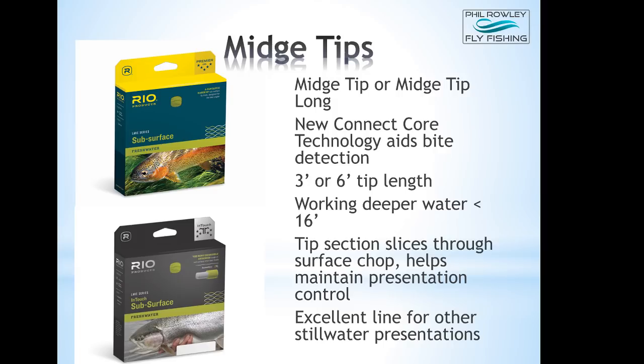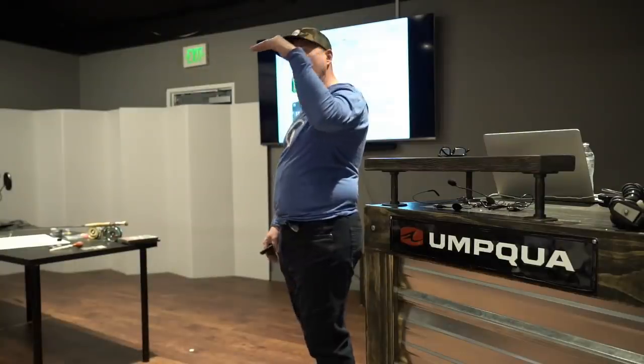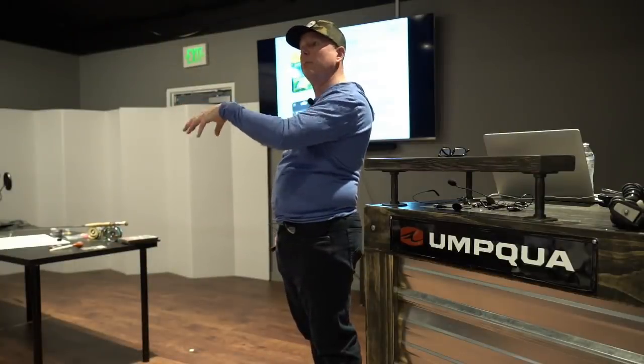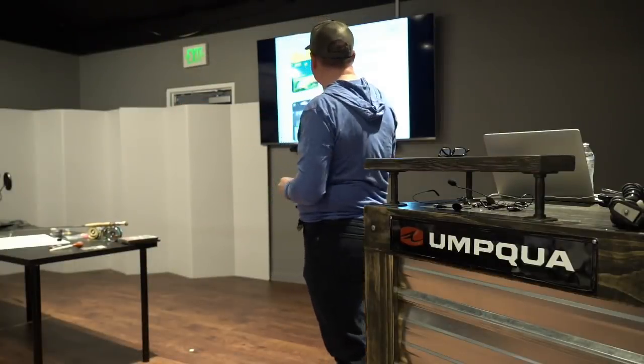When the waves are coming up, you're starting to get those foam lines forming, maybe even a few white caps, and your indicator's bouncing around in the chop, it's hard to see. It may be herky-jerking your fly all over the place, whereas that midge tip will pierce into that surface chop and allow you to stay in control and in touch with your flies.